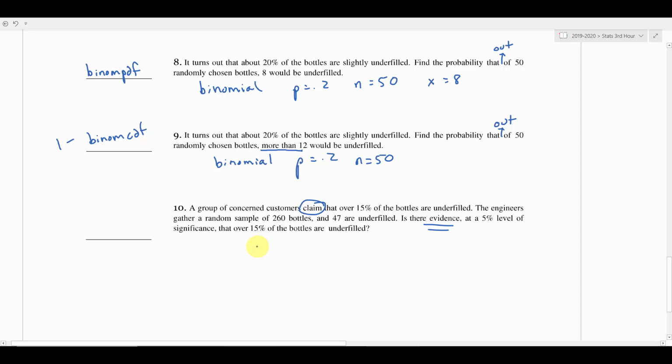So essentially, it doesn't say it directly, but we are testing a customer claim. So when we test a claim, that's going to be a hypothesis test. Okay, so we're going to be doing a hypothesis test here.